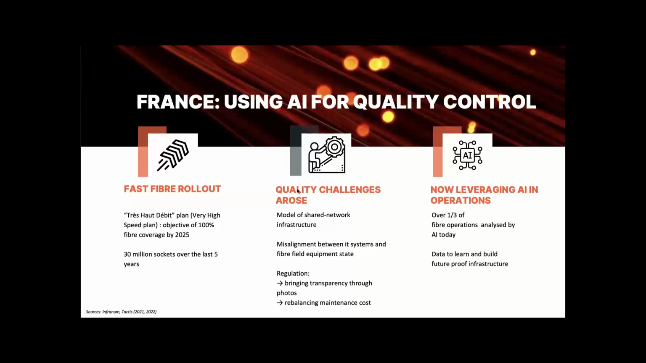So back in 2013, France started the very high speed plan with a target of covering 100% of houses, businesses, and small offices with fiber optical to pass 100% of homes by 2025. And as of today, more than 30 million homes are passed out of 40 million, so 75% of the homes are passed.